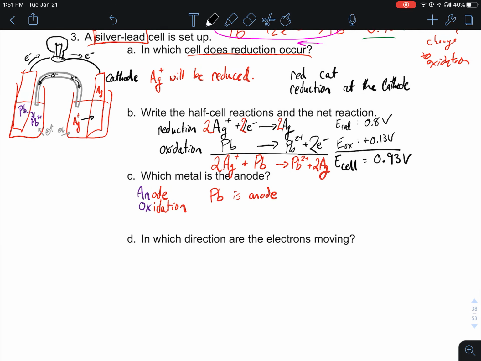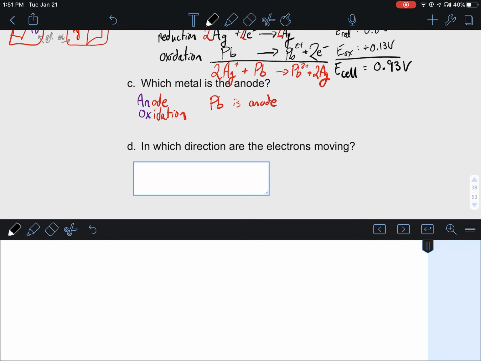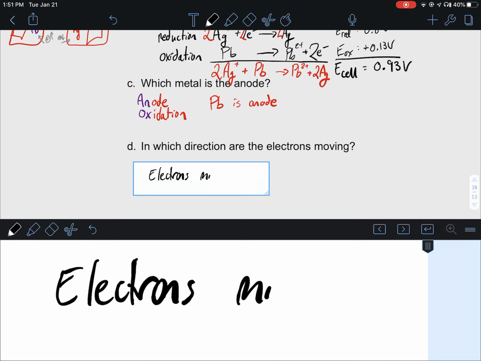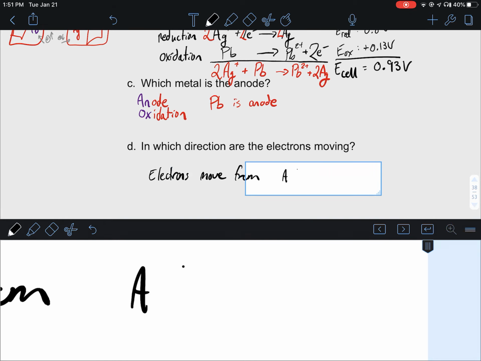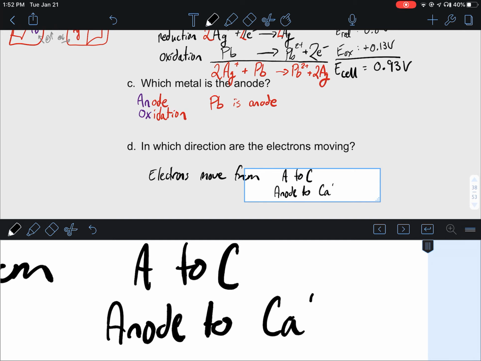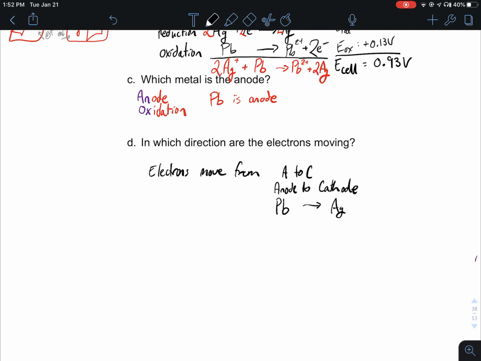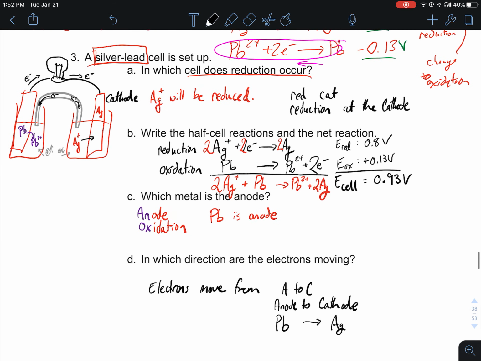So which direction are the electrons moving is our last question. The electrons move from A to C, or from anode to cathode, just like the alphabet. Or in this case, from lead to silver. There we go. And that covers us for everything.